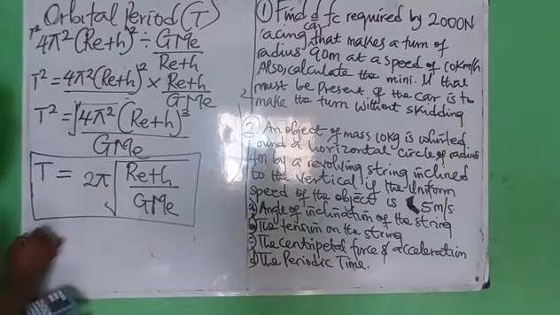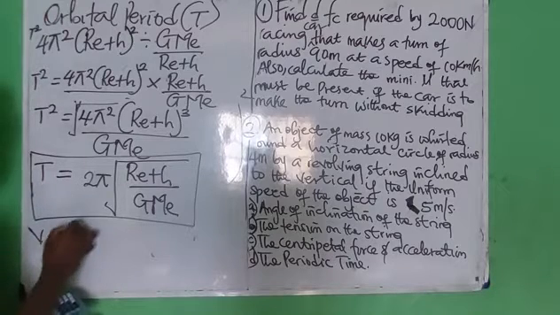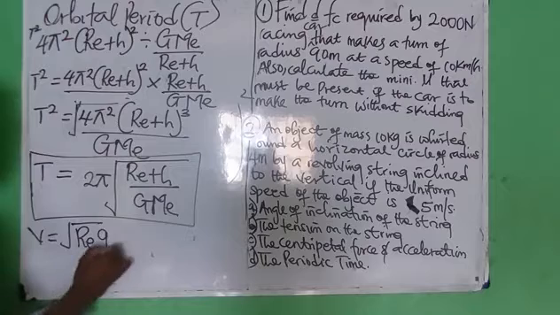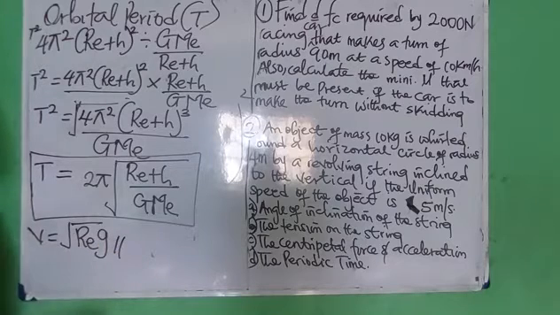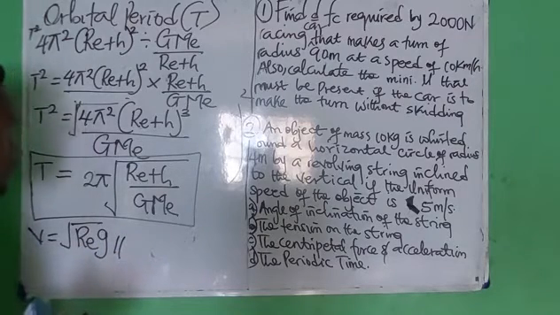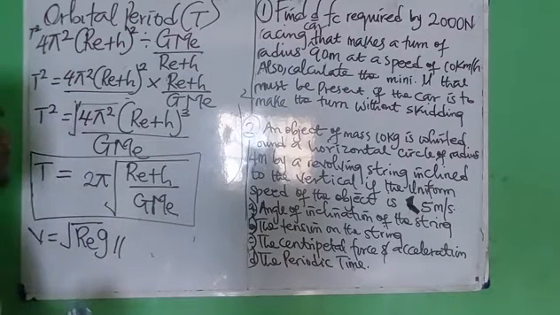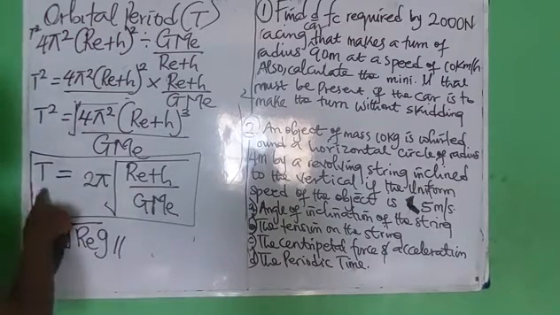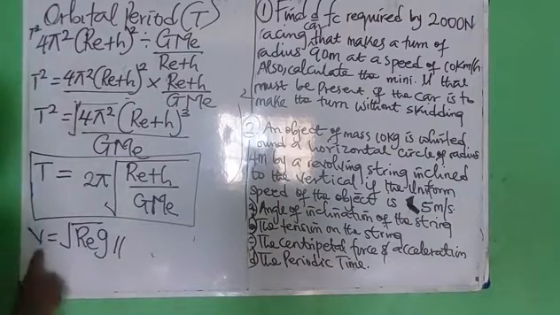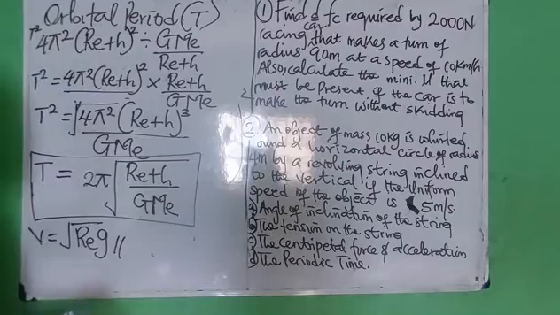Also take note that orbit velocity is given as what? Square root of RG. This is what? Orbit velocity. Take note of that. That reminds me, there is another part that I have to introduce. So please take note. This is orbit period, and this is orbit velocity. Don't take one for the other. It can lead to death. You understand?